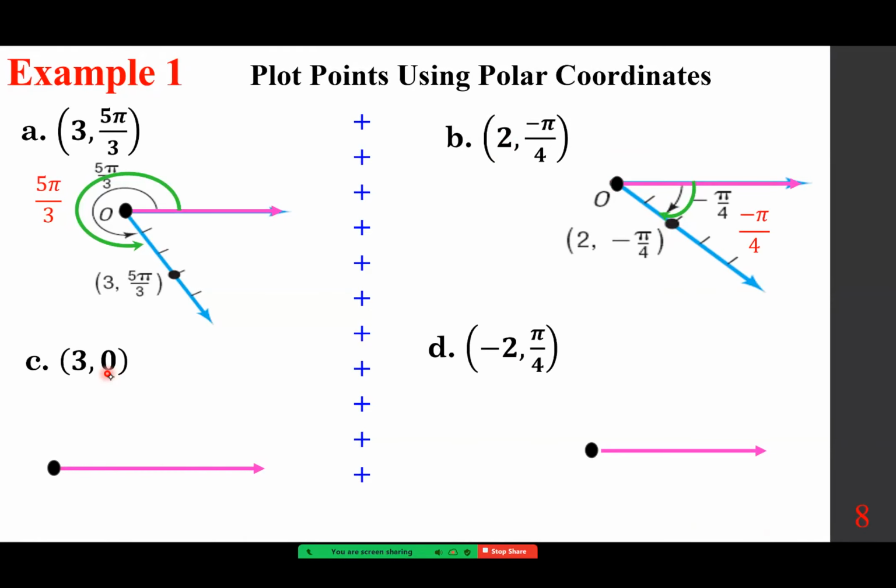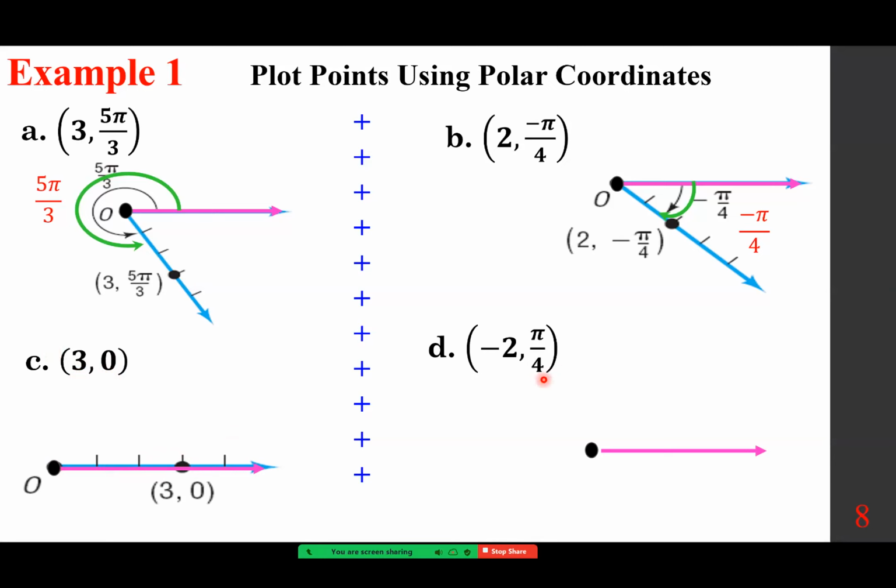3, 0. Please understand 0 is the angle. So that means along the positive side of the x-axis, or polar axis. And all we have to do, we need 1, 2, 3 tick marks. So 0 refers to the x-axis on the positive side. For the sake of argument, pi, or 180 degrees, refers to the x-axis on the negative side.